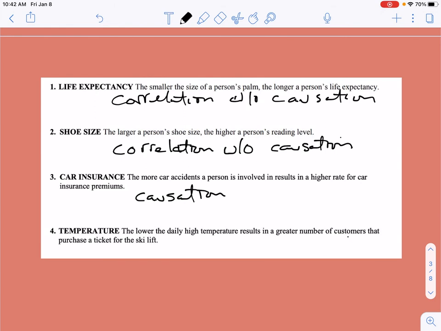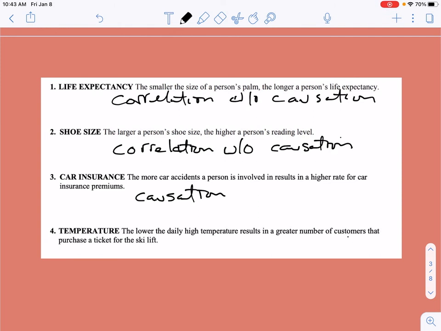All right, and then this last one, the lower the daily high temperature results in a greater number of customers that purchase a ticket for the ski lift. Now, you think about why people would purchase a ticket for a ski lift. It's because they're going skiing. So in order for there to be skiing, there needs to be snow, right? And it also has to, but there are other factors. So I would say that there is maybe a little bit of causation here, but not enough for you to say that it rules everything else out. Because what about whether it snowed or not? Because usually a lot of people like to go skiing after it has snowed, regardless of the temperature, right?